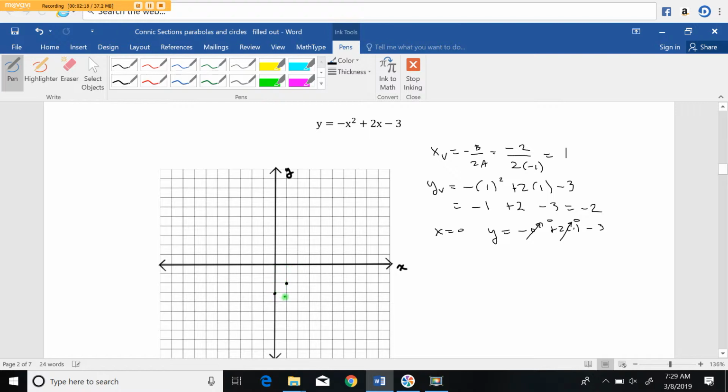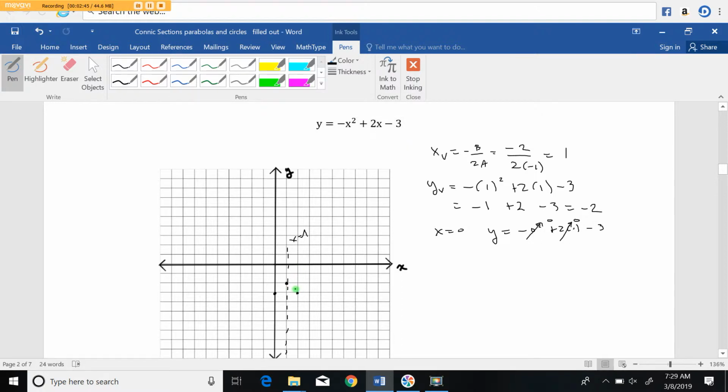Now remember, these things are symmetric. Here's the vertex. We know it opens down. It's going to be symmetric about this line, the line x equals 1. So that means if I go left and down 1, there's going to be another point, right and down 1. And you can check this, I'll leave this as an exercise for the watcher. If you put x equals 2 into this, you should get out negative 3.